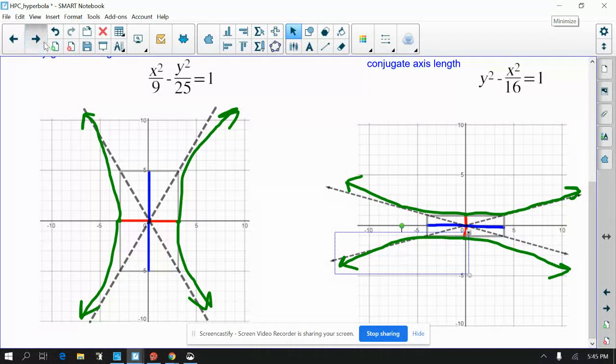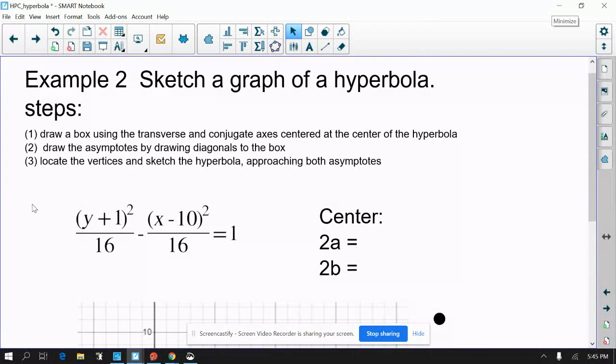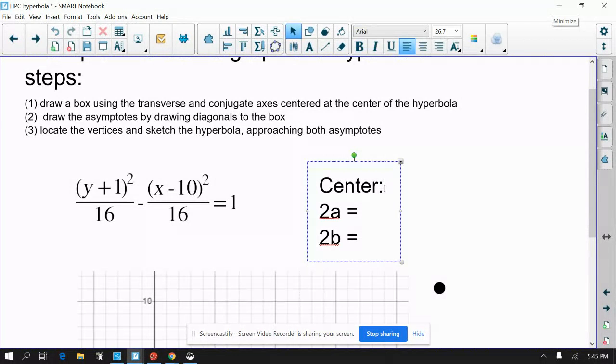One more example. This one's more complicated only in that it's not centered at the origin anymore. Where is this one centered? The center is (h, k), and it's an ordered pair. Order matters. X comes first, then Y. So in this case, I hope you can see that the center is (10, -1). You can think of your transformations. This is to the right 10. This is down 1. So the center is (10, -1).